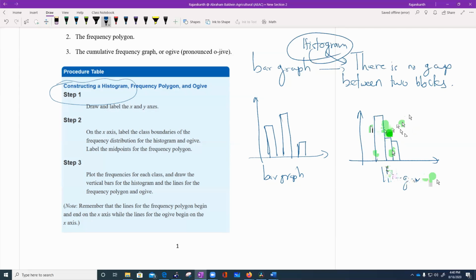So basically, you have to look at your class boundaries and plot the class boundaries here. On your x-axis, you have to plot all the class boundaries. Your y-axis is always going to be little f. Little f means the frequency.